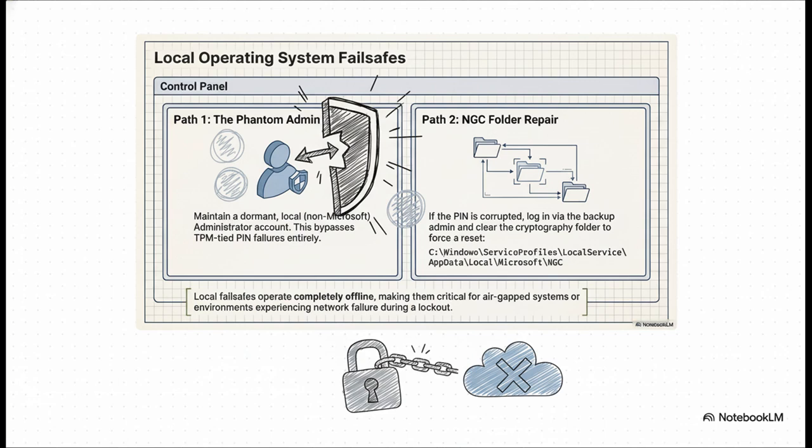This is where your local failsafes become absolutely critical. Having a backup, local-only administrator account, we'll call it a phantom admin, is your secret weapon. It operates completely offline. It doesn't need the TPM or the cloud, so it can just waltz right past those first few gates of failure. It's also how you can fix things like a corrupted PIN, another little offline trick that keeps you in control.